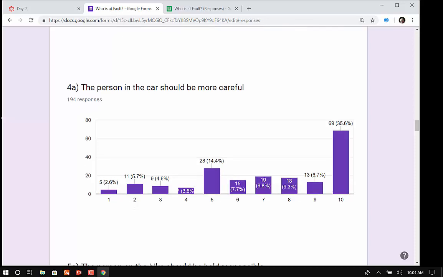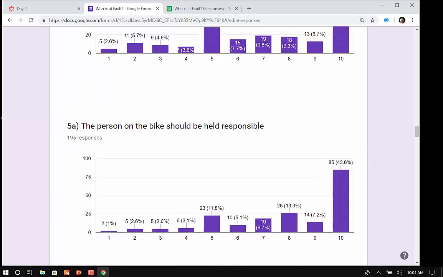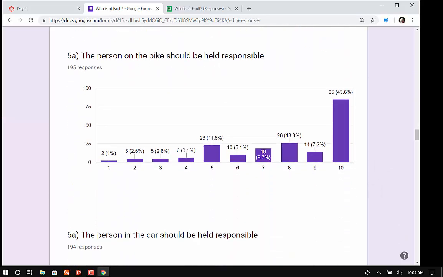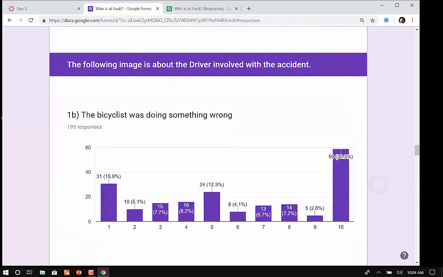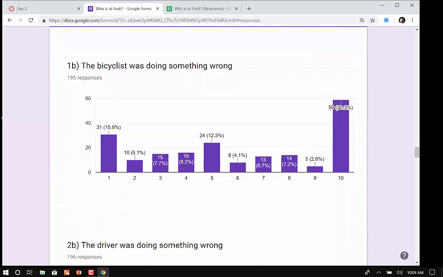The person in the car should be more careful. Notice it. It's spread out more. The person on the bike should be held responsible. Complete shift from what it was before. And the car, it's pretty almost evenly split across the whole thing. Okay, DUI. What do you notice?